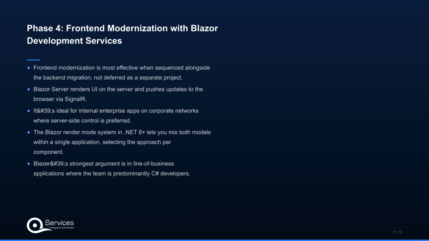Blazor WASM runs C# directly in the browser via WebAssembly, making it suitable for public-facing apps where server round-trip latency would visibly hurt the experience. The Blazor render mode system in .NET 8 Plus lets you mix both models within a single application, selecting the approach per component. Our post on Blazor versus React for enterprise apps covers the full decision criteria, including when the component ecosystem gap actually matters for your project.